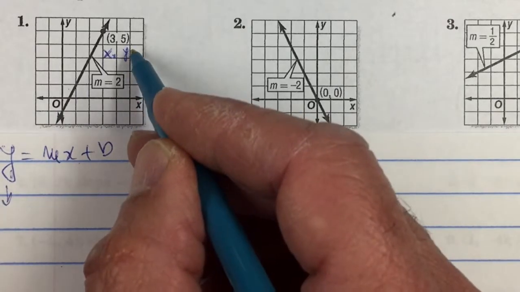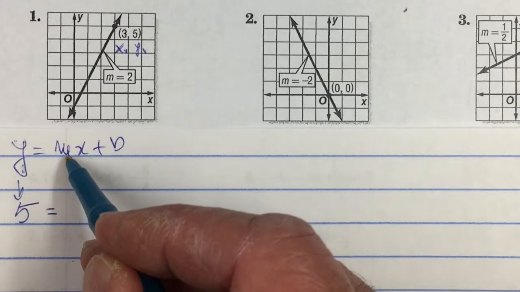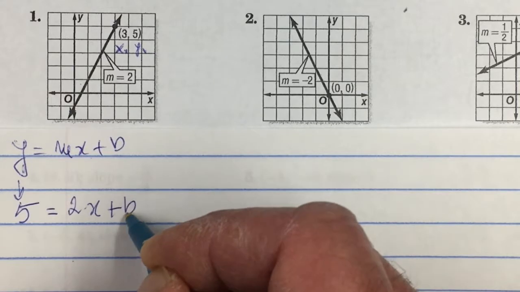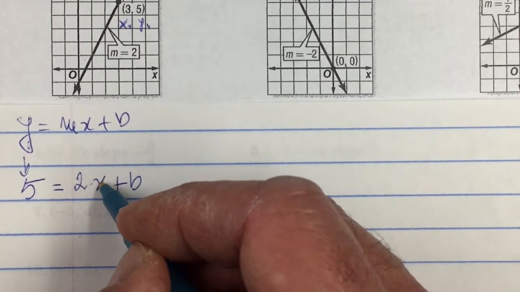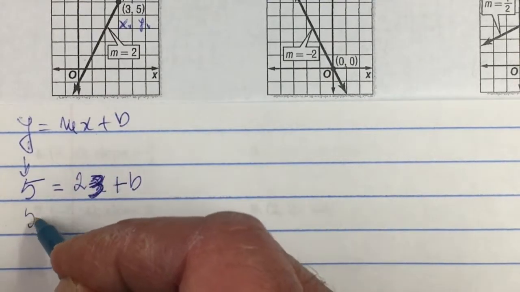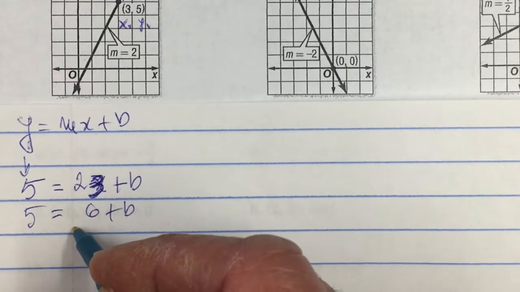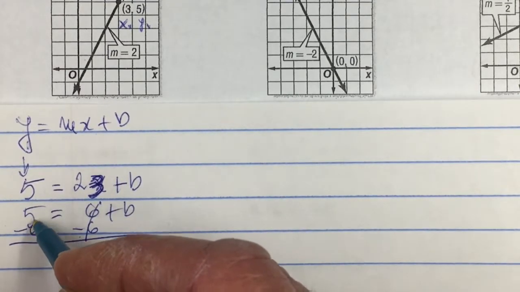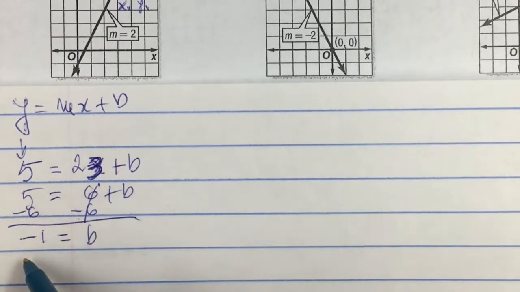Y is going to be 5, equals my m that is given, 2, times x plus my b, and b is the one we need to find. I forgot to replace the x here by 3, so I'm going to put 3 here. So I do the numbers: 5 equals 2 times 3 is 6 plus b, and to solve for b we subtract 6, and this goes away. -6 plus 5 is -1 equals b, so my b is going to be -1.